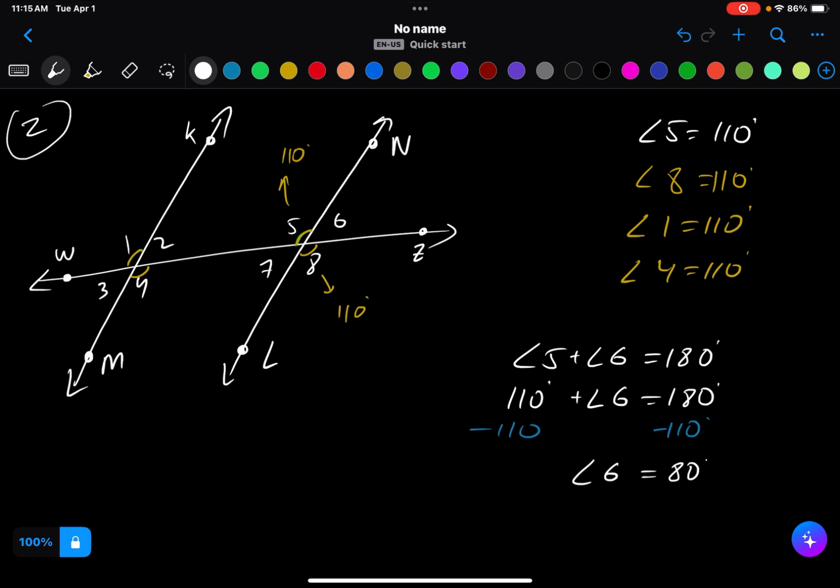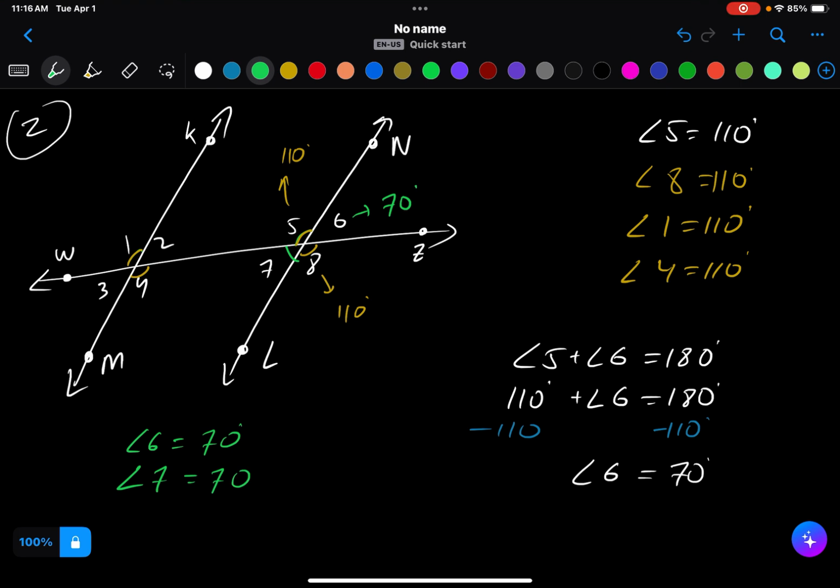Oops, I'm sorry, not 80, 70. Math doesn't work out too well right now in my brain. Okay, so angle 6 is 70 degrees. So the angle opposite to it, which is angle 7, is also going to be 70.